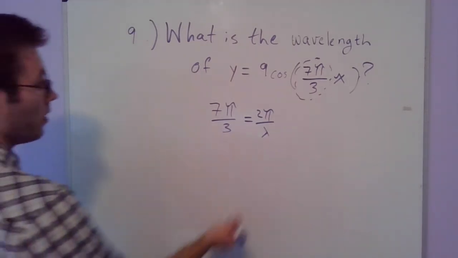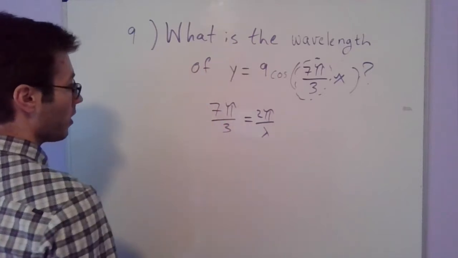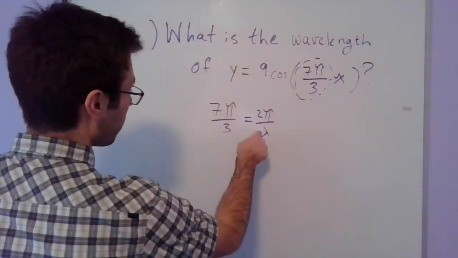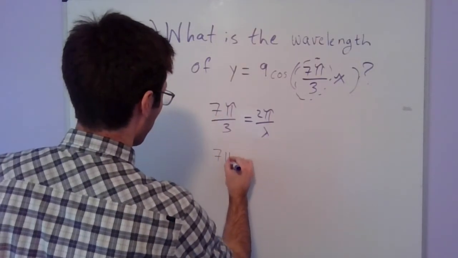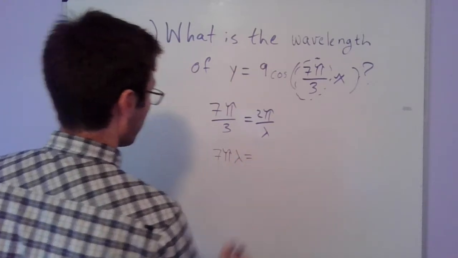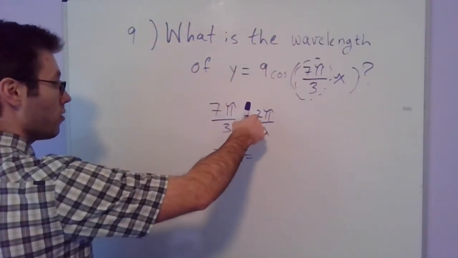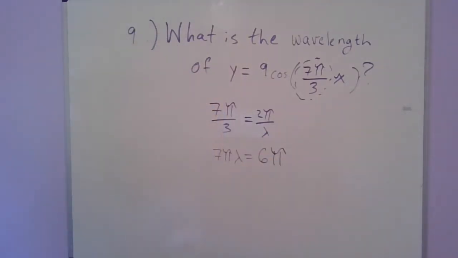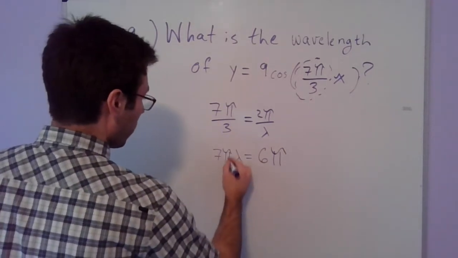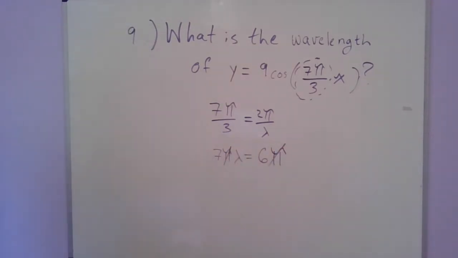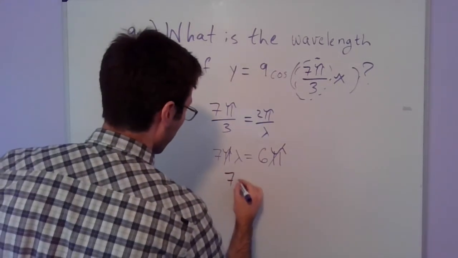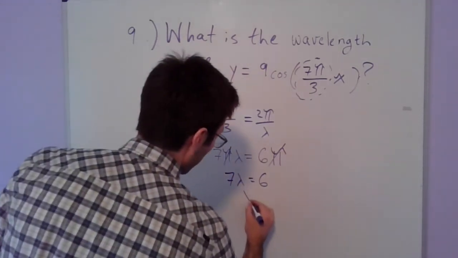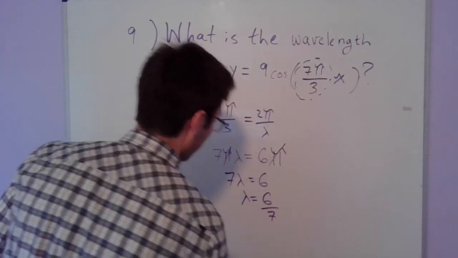So here, you could multiply both sides by lambda. I just think it's easier to cross multiply at this point. So we go 7 pi times lambda. It's 7 pi lambda is equal to 3 times 2 pi. So that's 6 pi. I divide both sides by pi. They cancel out. So we get 7 lambda is equal to 6. So lambda is really equal to 6 over 7.